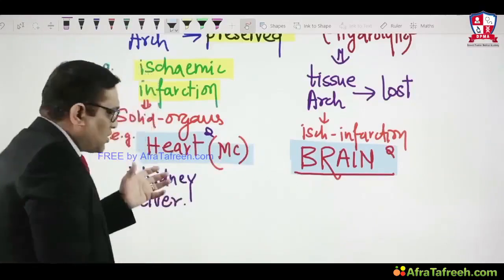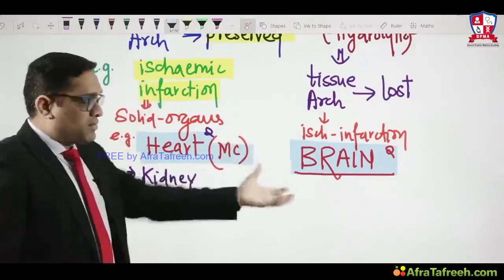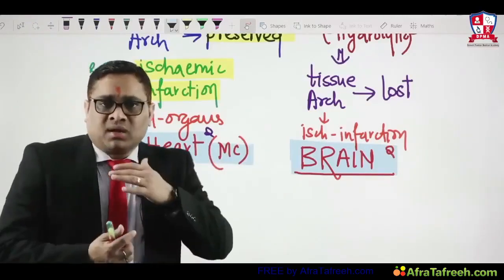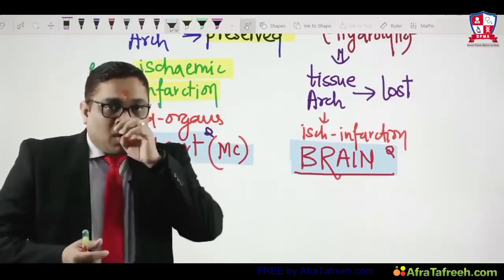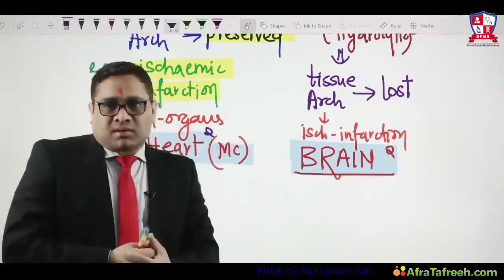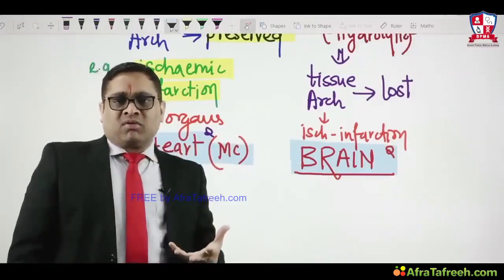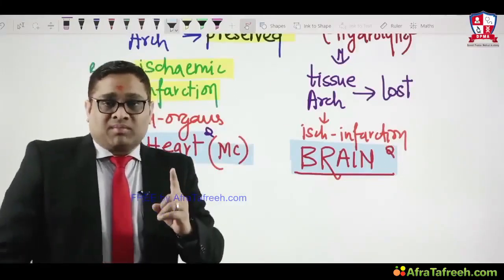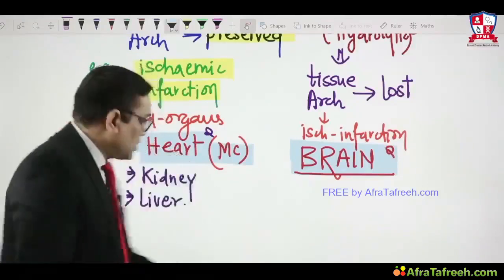So why will liquefactive necrosis be seen in brain? Why not coagulative necrosis as in ischemic infarction of other solid organs? When we are talking about brain, you know from dissecting brain during anatomy session that brain is very delicate, pulpy, soft. Why is it pulpy and soft? Because there is no collagen in the brain. Remember this point. Brain does not have collagen, and collagen is required for stromal support.